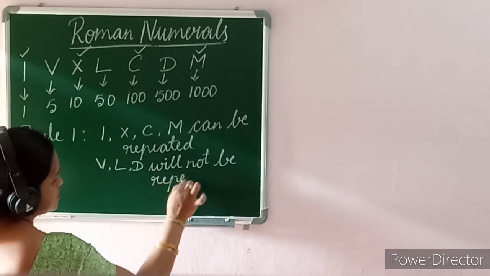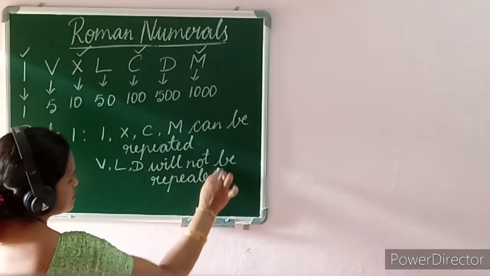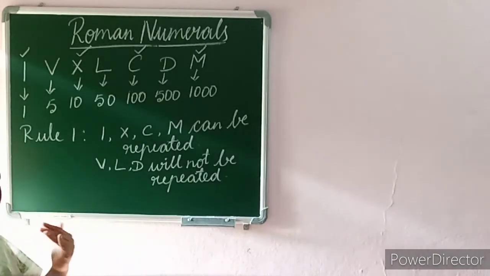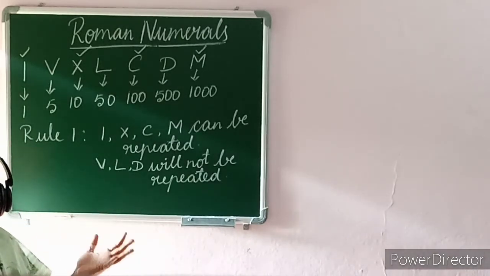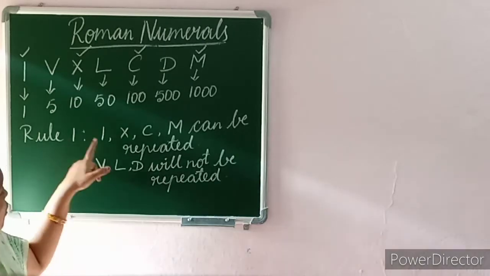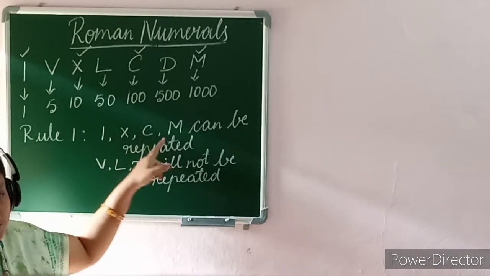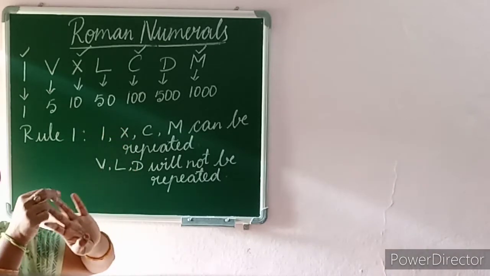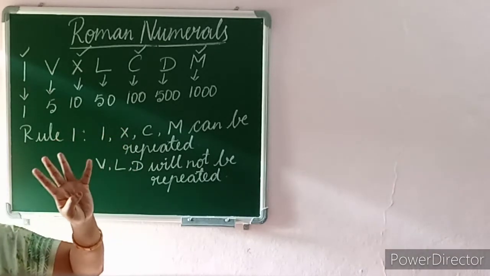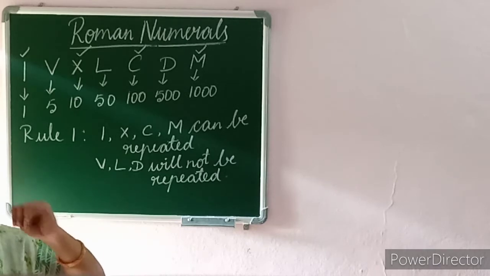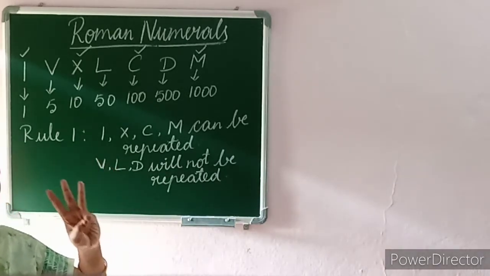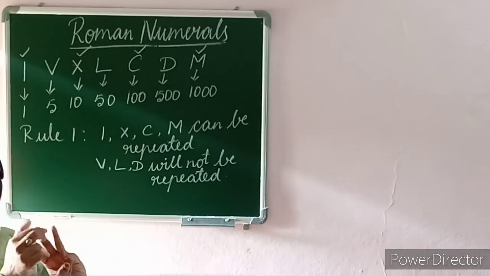So, the first rule is done. Whenever you are writing any number, if there is a necessity to repeat a symbol, only these symbols can be repeated. What are those 4 symbols? I, X, C, M. These are the 4 symbols which can always be repeated. And only 3 symbols are the odd ones out, which will never be repeated: V, L, D.